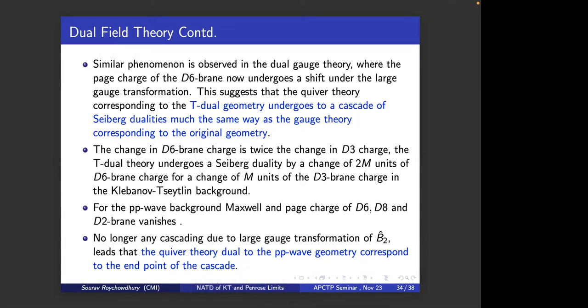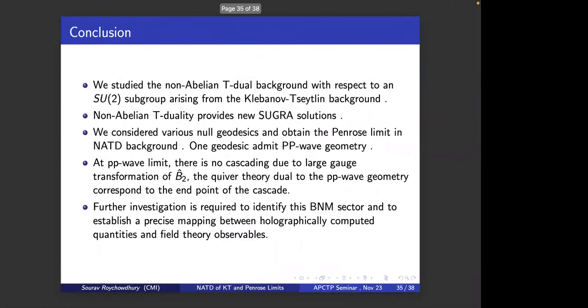So there is a fixed point, and there is an RG flow along the cascade. Our understanding is that the PP-wave geometry is the end point of the cascade, so there is nothing more, no more cascading. Okay. So now, at the very end, just wrapping up, not wrapping branes, wrapping up my talk.